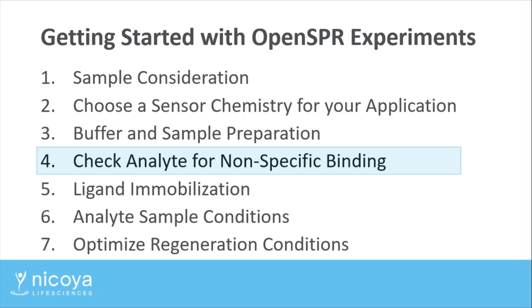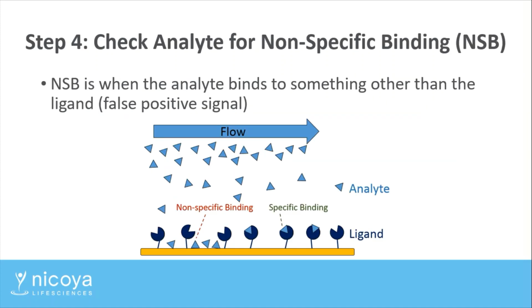Now, the next thing we need to do is check our analyte for non-specific binding. Once you've chosen your sensor chemistry and prepared your buffers, the very first test you should start with is a control test. This control test is going to check your analyte for non-specific binding. Non-specific binding is when your analyte binds to something other than the ligand, often the sensor surface itself. This will result in a false positive signal, which we don't want to have during the specific binding test.